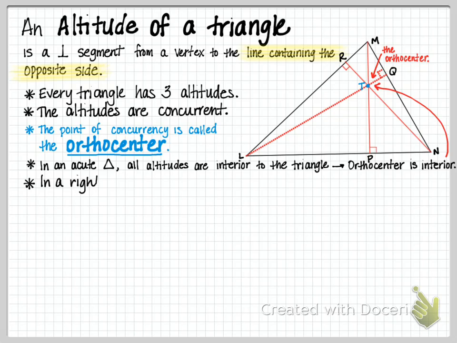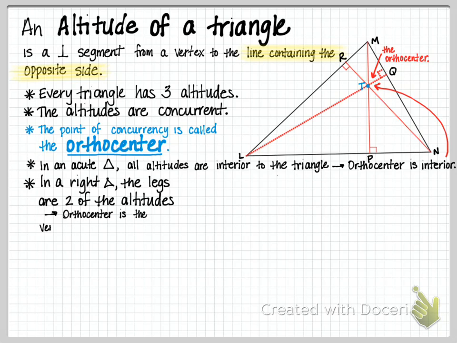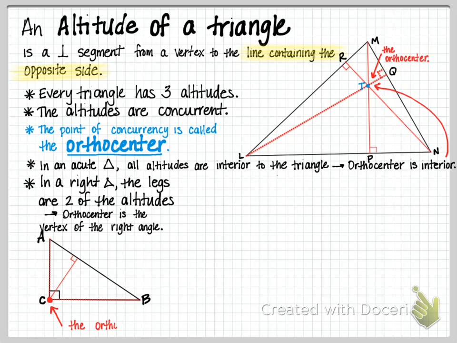But in a right triangle, the 2 legs, not the hypotenuse, are 2 of the altitudes. And so the orthocenter ends up being the vertex of the right angle. So here we have triangle ABC, which is a right triangle. I've drawn in one of the altitudes, and when we highlight the 2 legs, we see that they all intersect at point C, which is the orthocenter. Also, that is the vertex of the right angle of the right triangle.